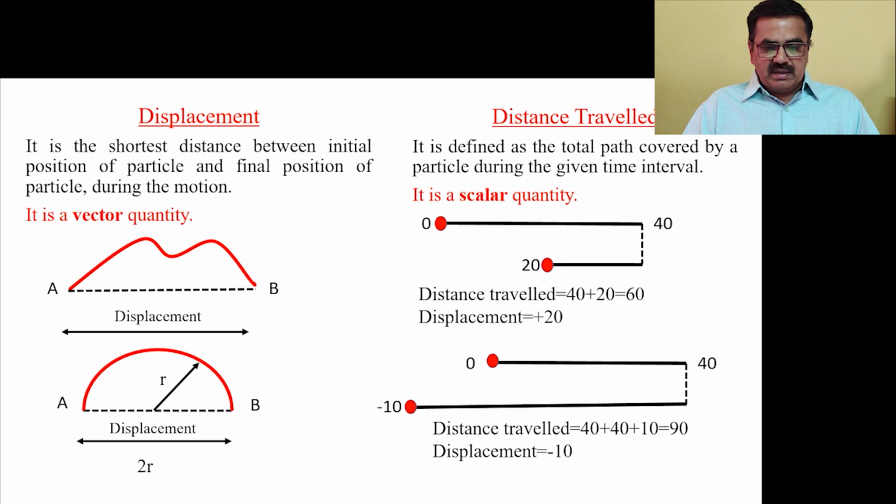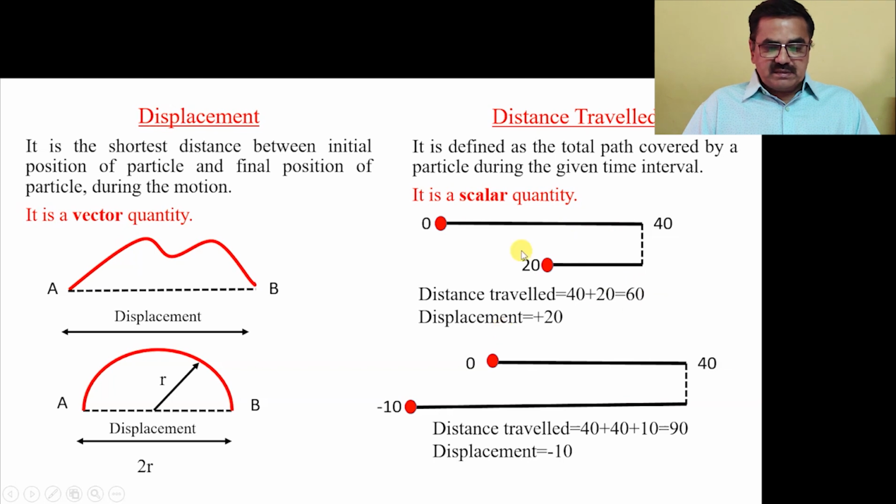So here the particle is starting its motion from O, it travels to 40 and again it reverses its direction of motion and reaches 20. So the total distance traveled by the particle is 40 plus this distance 20. So total distance traveled is equal to 60.